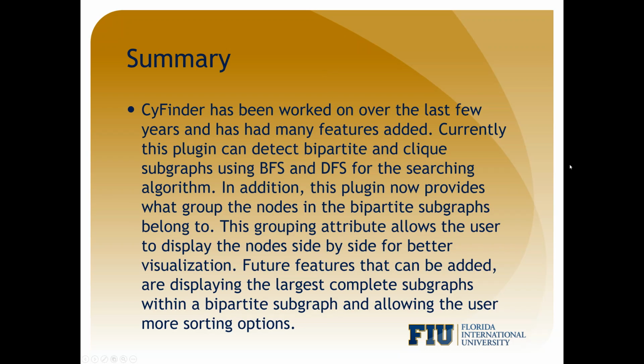And for our summary, SciFinder has been worked on over the last few years and had many features added. Currently, this plugin can detect bipartite and clique subgraphs using breadth first search and depth first search for the searching algorithm. In addition, this plugin now provides what group the nodes in the bipartite subgraphs belong to. This grouping attribute allows the user to display the nodes side by side for better visualization. Some future features that can be added are displaying the largest complete subgraphs within a bipartite subgraph and allowing the user some more sorting options.